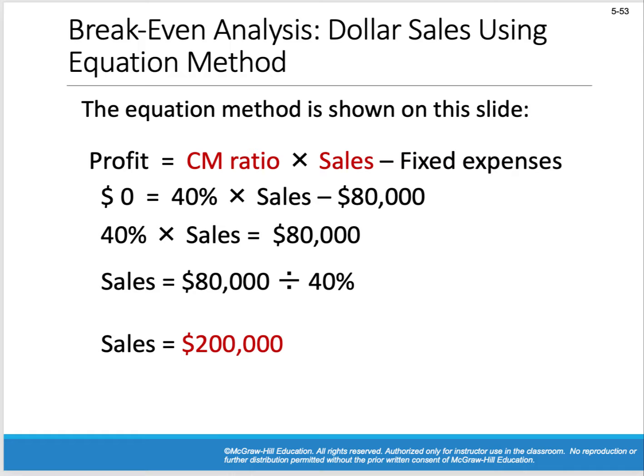Since we're looking for the break-even point, and again, not to sound redundant, what is the break-even point? Well, it is where our profit or our net operating income equals 0. So when we run the numbers using the CM ratio, we see that our sales volume has to be $200,000, or we have to sell $200,000 of product to get a target profit of 0, or to get a break-even point.